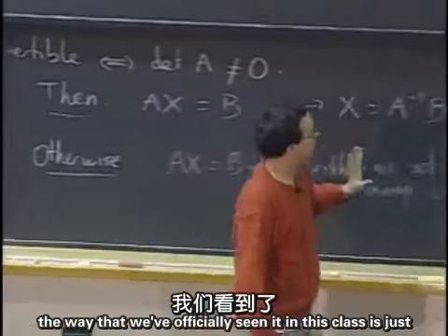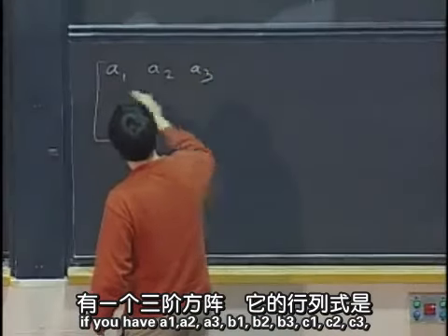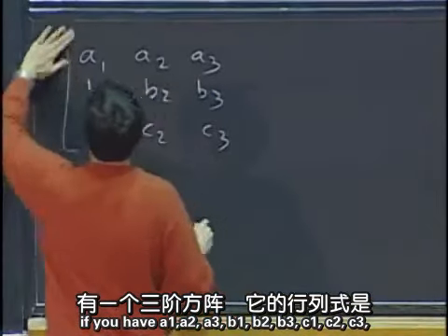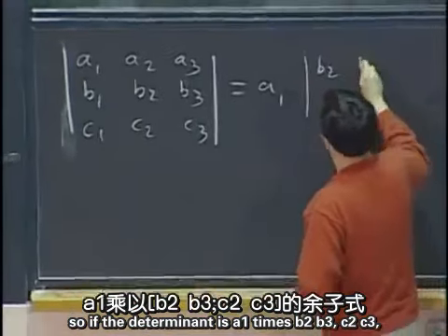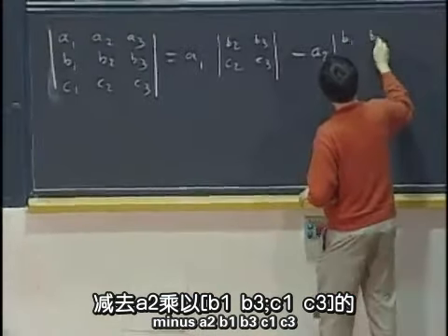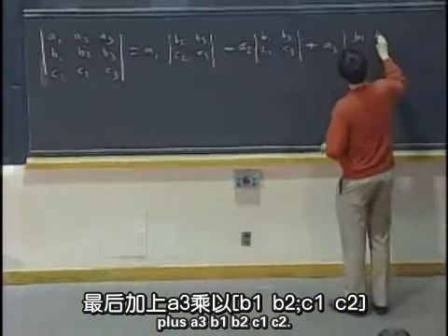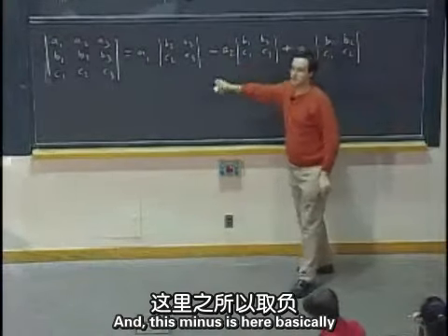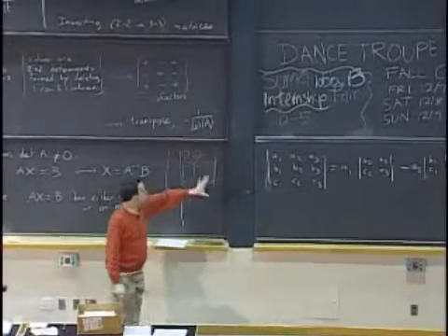Okay, so the way that we've officially seen it in this class is: if you have rows A1, A2, A3, B1, B2, B3, C1, C2, C3, then the determinant is A1 times the determinant of B2, B3, C2, C3, minus A2 times the determinant of B1, B3, C1, C3, plus A3 times the determinant of B1, B2, C1, C2. And this minus is here basically because of the minus in the diagram up there. But that's all we need to know.